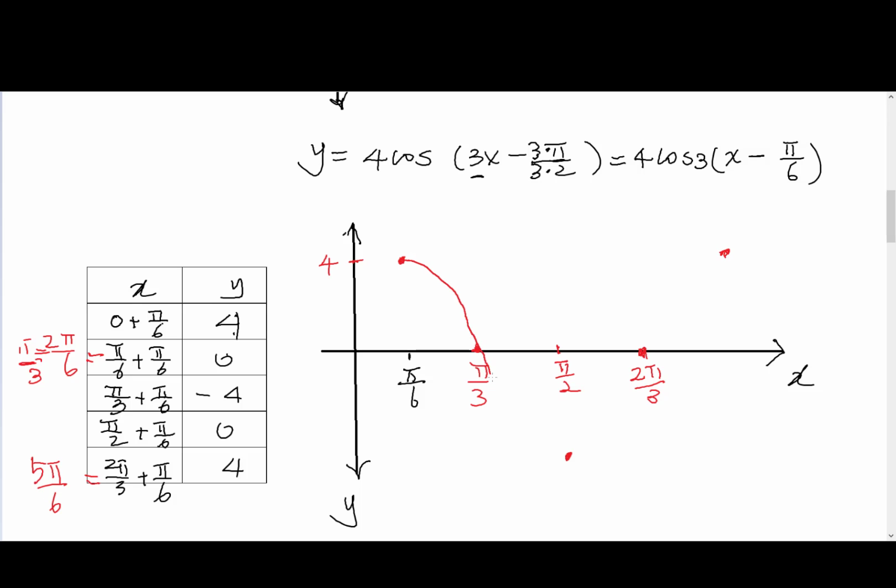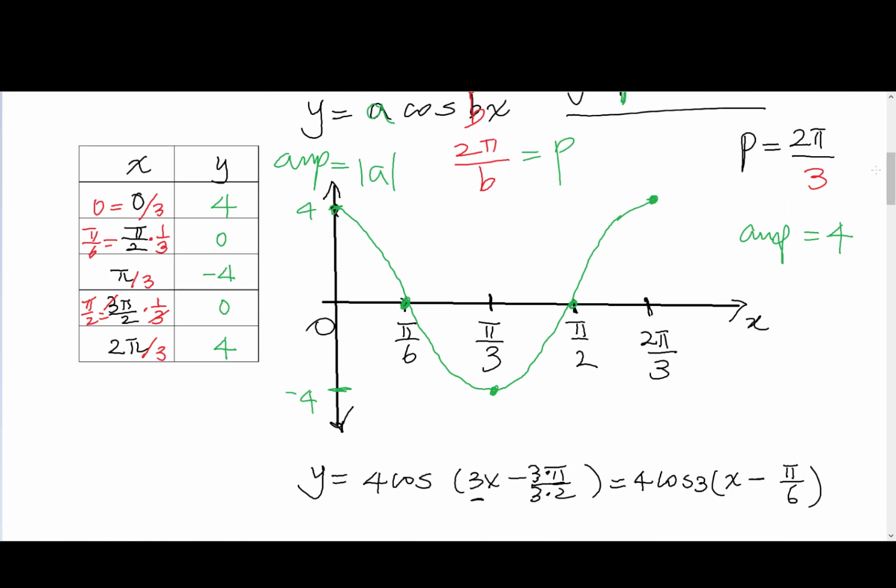So the shifted graph will look like this, shifted to the right by pi over 6. So this one is the graph shifted to the right by pi over 6.